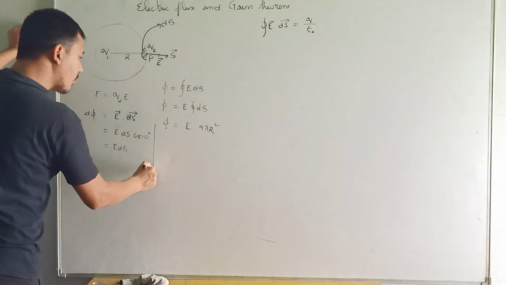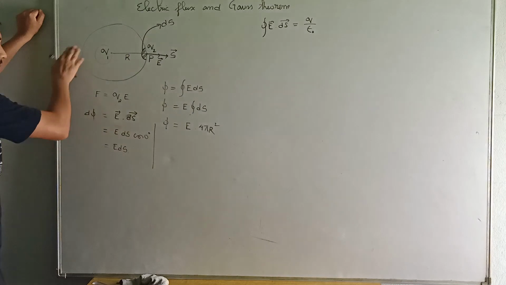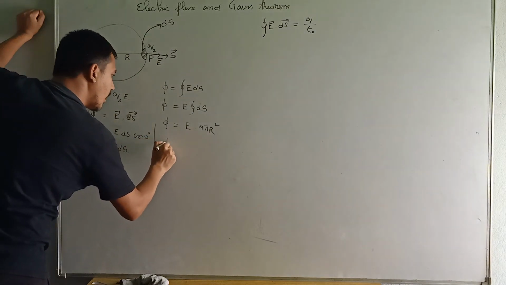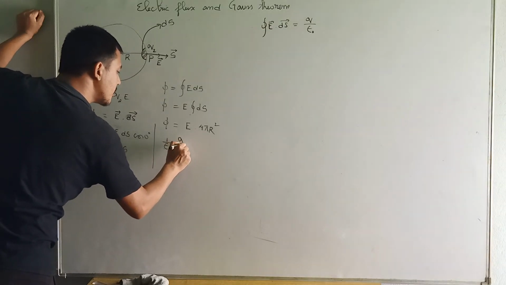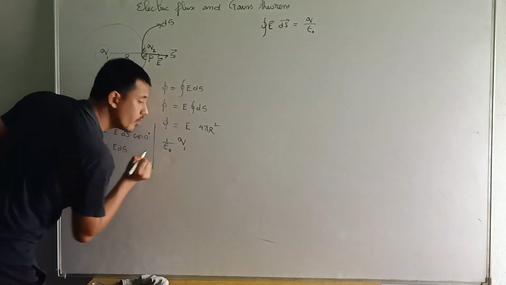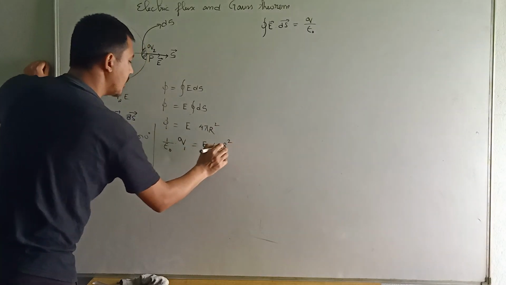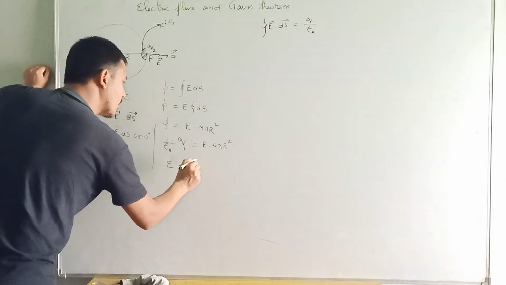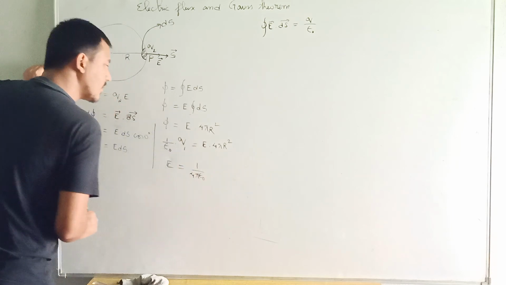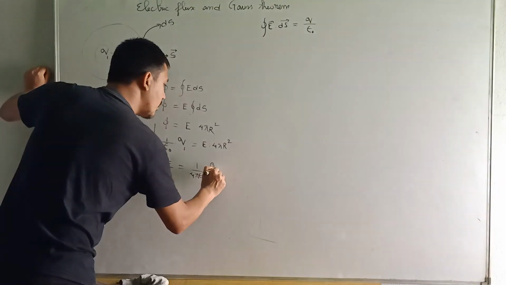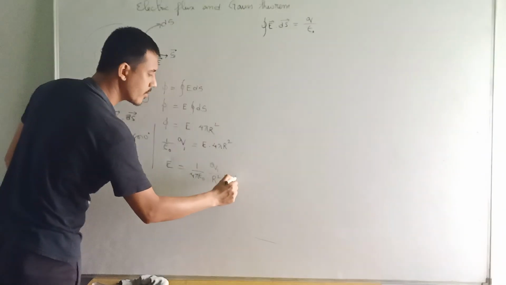Now according to Gauss law, the total electric flux through a closed surface enclosing a charge is given by 1 by epsilon naught times the charge enclosed. Here the charge enclosed by the sphere is Q1. So Q1 by epsilon naught is equal to E times 4 pi r square. From here, if you find E, then your E will be 1 upon 4 pi epsilon naught into Q1 upon r square. Suppose this is equation 1.